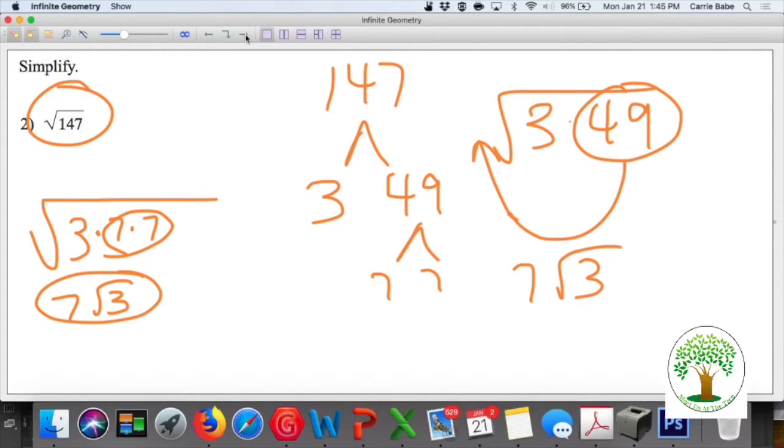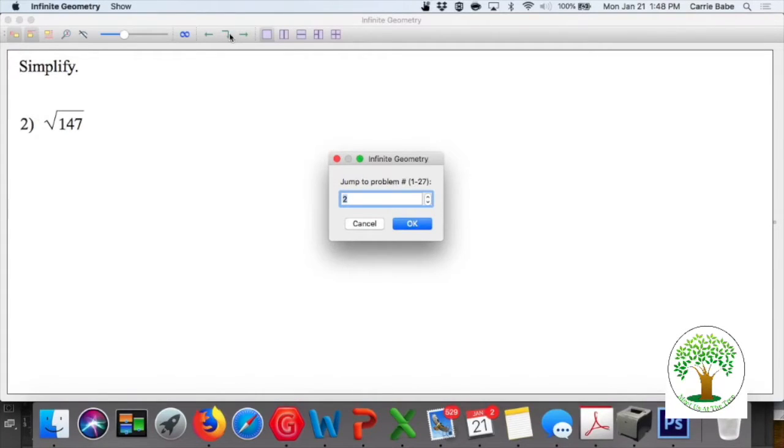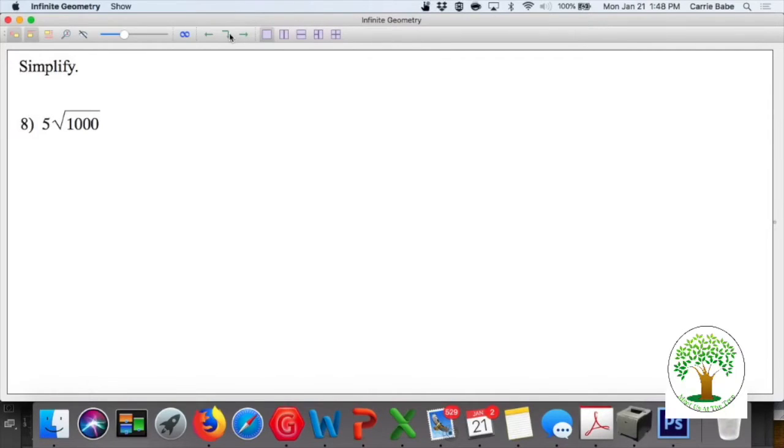All right. I always like to come over here and I can have it tell me the answer, and it was 7 square root of 3. I'm going to turn that off. And what was the next one we were going to do? It was number 8, and I can go to 8. All right, 5 square root 1,000.